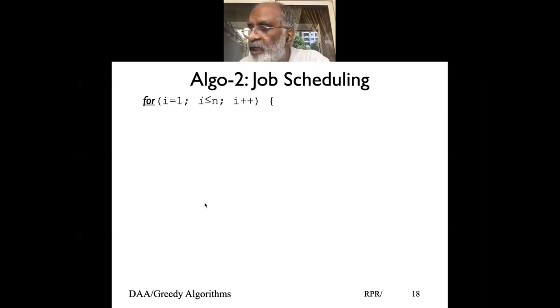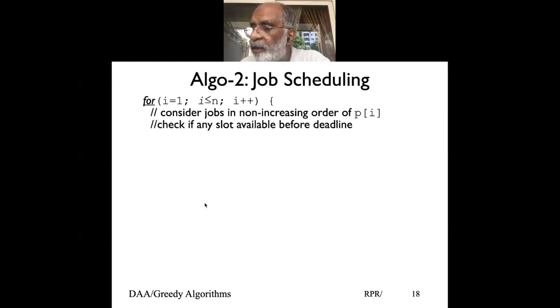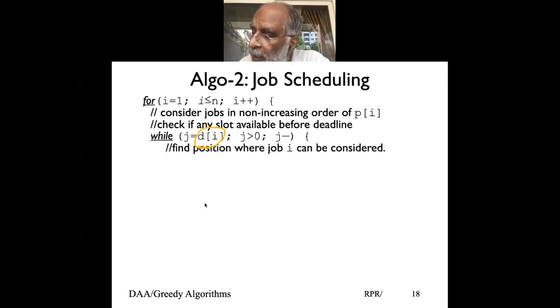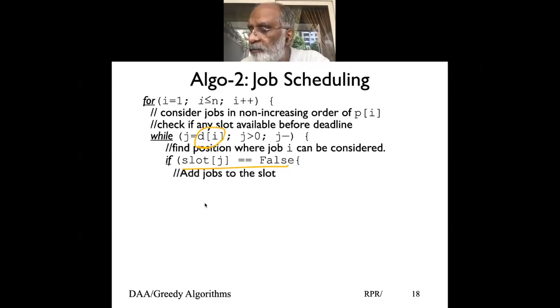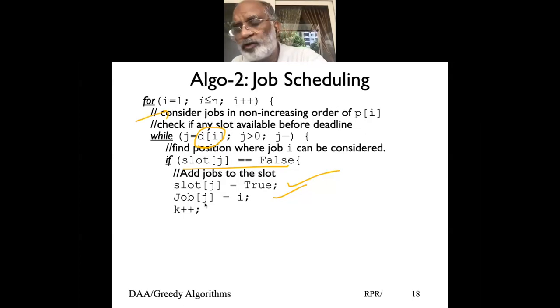So simply starting from 1 to n, look at whether the slot is available, starting from the deadline of the given job J. If any slot is free, then keep looking at which can be considered. If a slot is free, that means the job can be scheduled. Fill the slot, set it to true, schedule the job, and look at the next one. If there is no slot, we look at the next highest job, and so on and so forth.